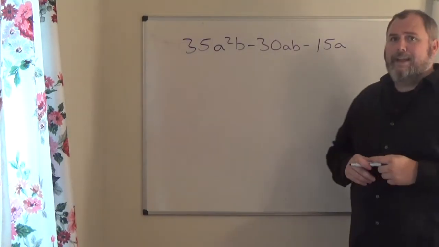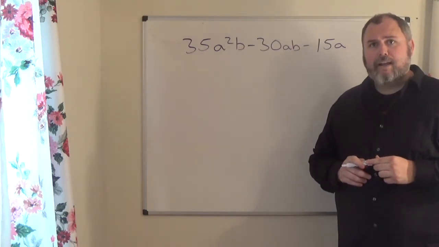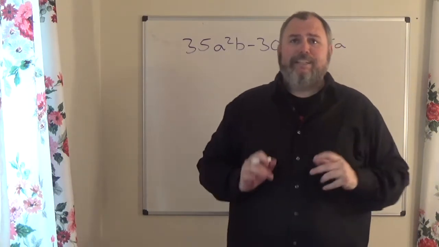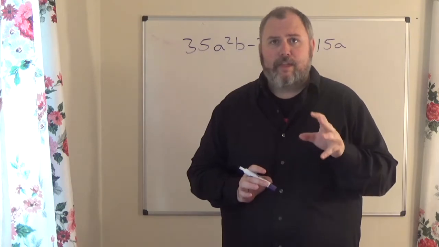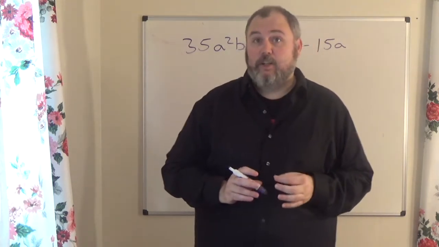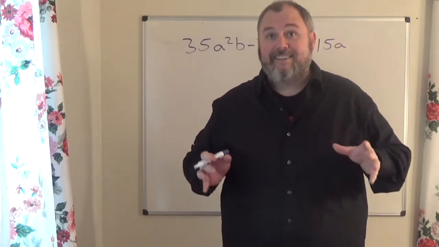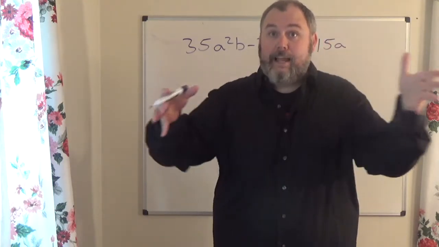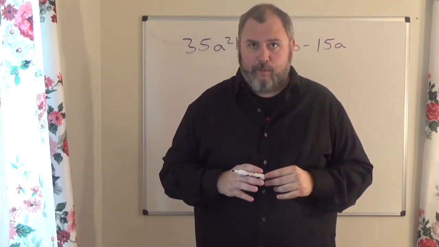In this problem, we have 35a squared b minus 30ab minus 15a. All right. Now, every time I am telling you to factor something, there's a set of things that I want you to do. I've already talked about it just a little bit. The first thing that you need to do, we've already talked about, is factor out the GCF, the greatest common factor. Okay, so that needs to be your number one, GCF, greatest common factor. Alright, so that's our first step that we want to do.